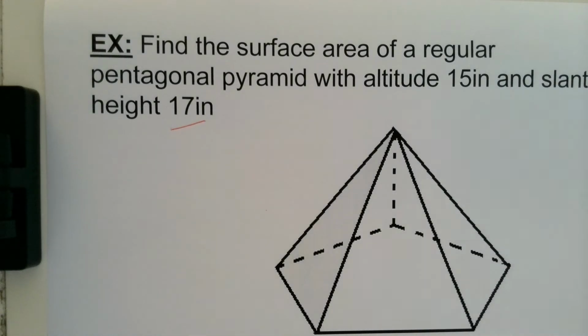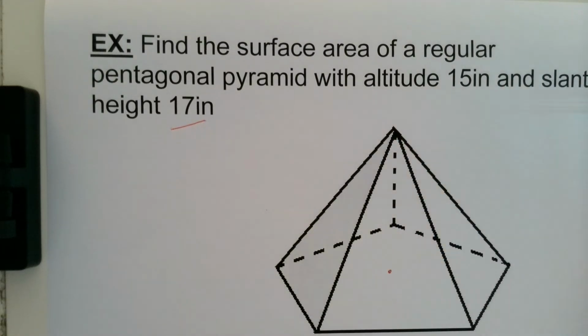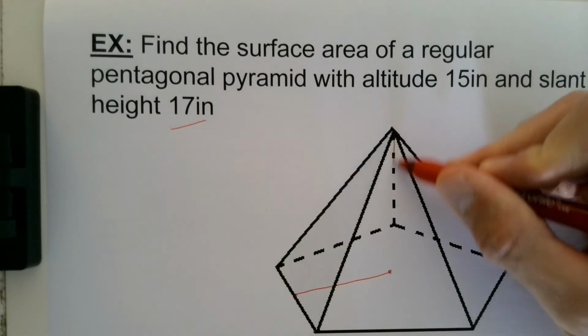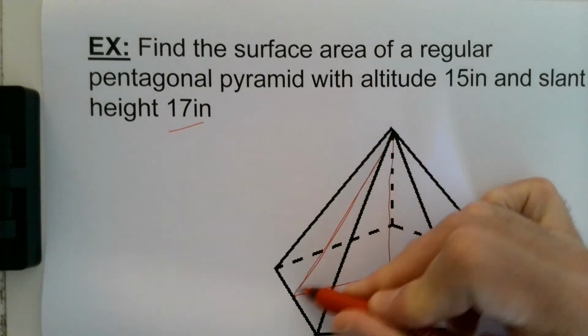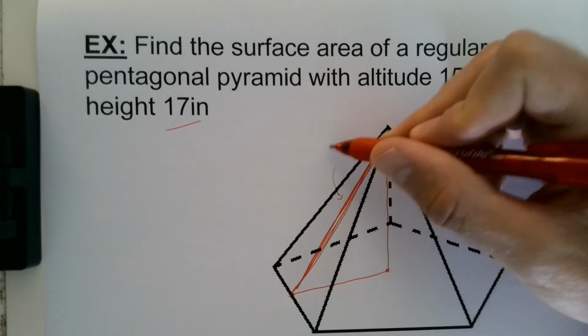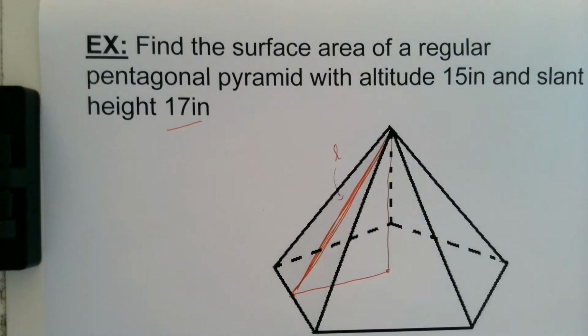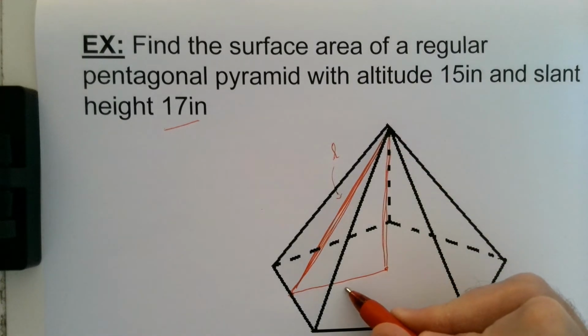So what I'm going to do is draw in a right triangle. So here's the center of my pentagon. I'm going to find the midpoint there and make my right triangle like this. So this right here is my slant height. This right here is my altitude, and this is the apothem.